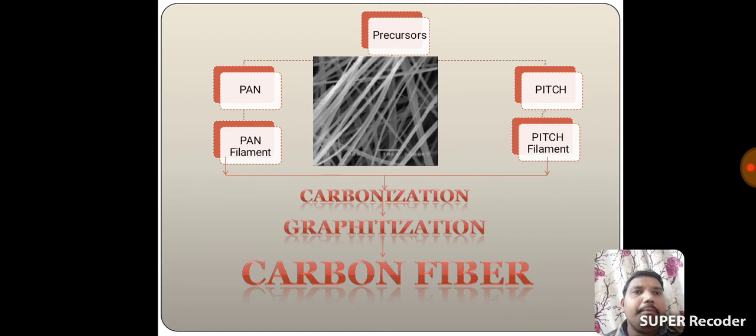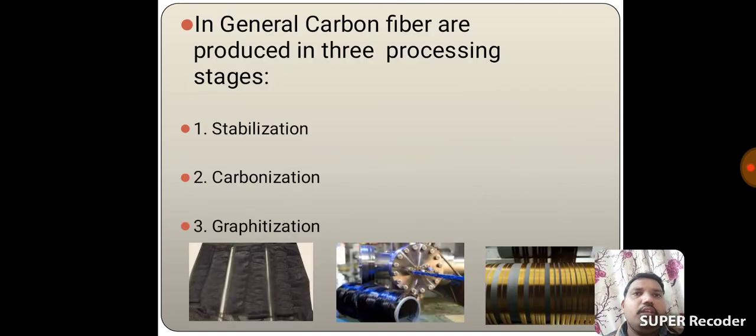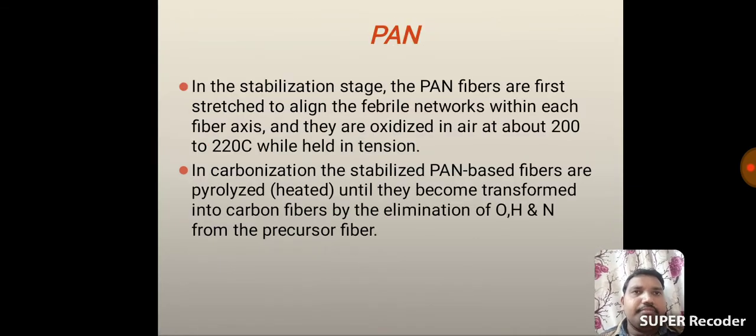Precursors are PAN and pitch, PAN filament and pitch filament. Through further carbonization or graphitization, finally we get a carbon fiber. In general, carbon fibers are produced in three processing stages: stabilization, carbonization, and graphitization. Three stages are involved in carbon fiber preparation.